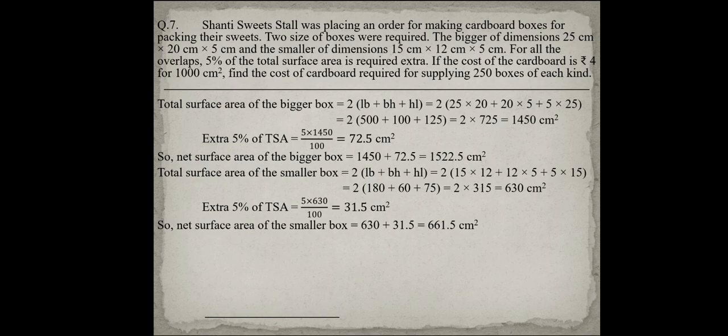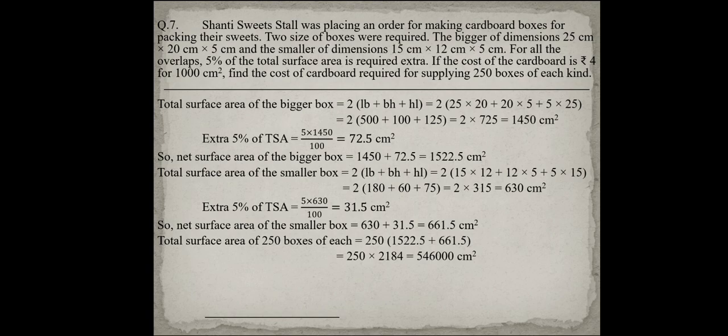Now see, we will add the total surface area of 250 boxes of each. It means the total surface area of the bigger box plus the smaller box. So this is for one box each of bigger as well as smaller. Multiply by 250 because we need 250 boxes. So 250 into 2184 equals 5,46,000 centimeter square. This is the area of the cardboard.